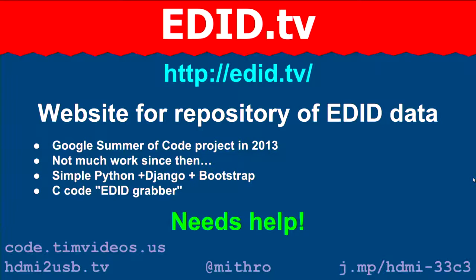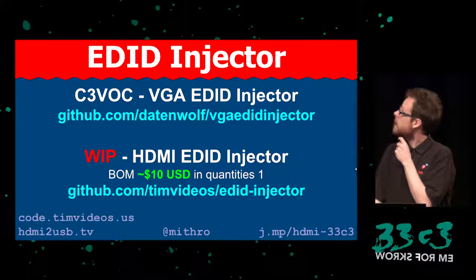To try and figure out why that is, we created edid.tv. It's supposed to be a repository of EDID data. It was a Summer of Code project: Python, Django, Bootstrap, and an EDID grabber tool that you can run on your laptop. I'd love help making this work better. It hasn't had much love since the Summer of Code student made it work. But it'd be really nice to have an open database of everybody's EDID data out there. There are a bunch of closed ones. I can pay to buy one, but I'd really love to have an open one.